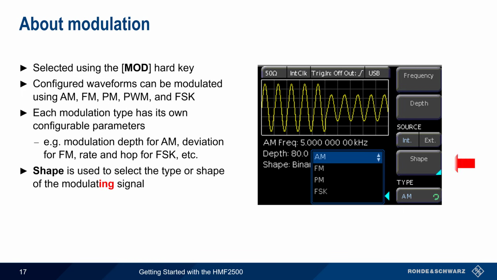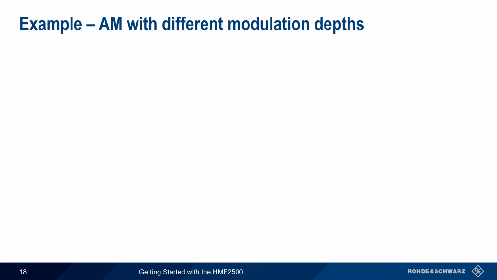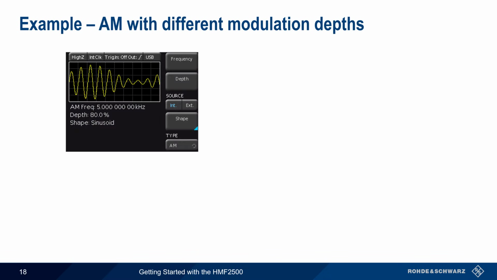The shape parameter is used to select the type or shape of the modulating waveform, that is, the signal being used to modulate the waveform. This can be one of the built-in functions, or it may be a user-created waveform. Let's look at a few examples. We'll start with a sinusoid being AM modulated.